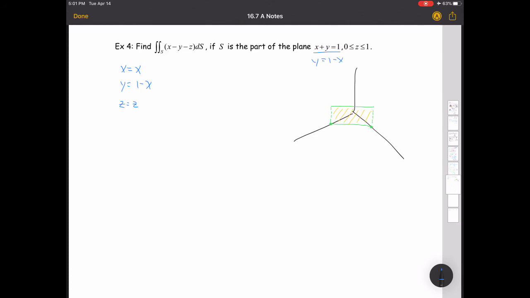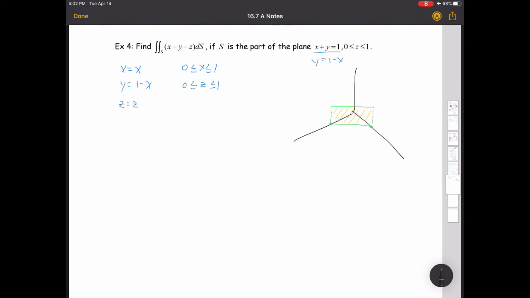So we still have x, y, and z as a function of just two variables now. In this case, they just happen to be x and z. So we know that according to this, x goes from 0 to 1. So 0 is less than or equal to x is less than or equal to 1. And z, it already tells us, goes from 0 to 1.